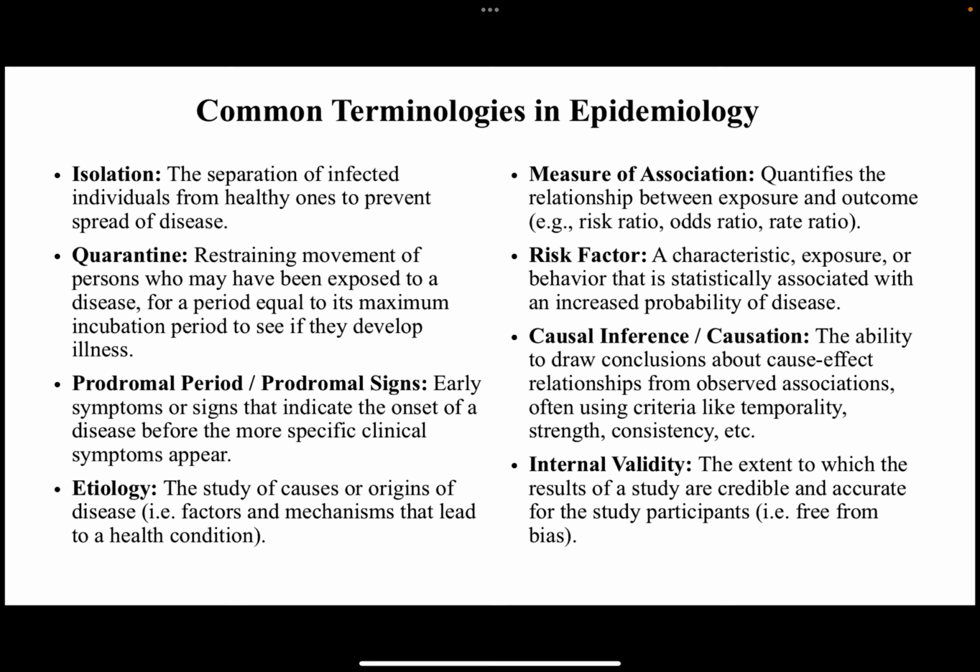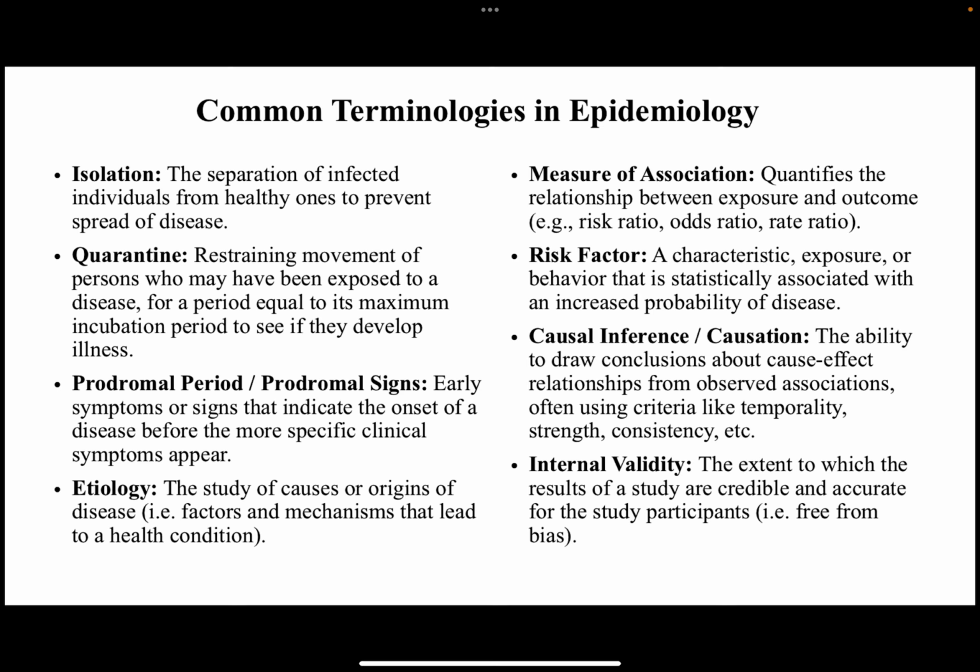Is that okay? Okay, so etiology has to do with the cause or the origin. It could be the factors behind the occurrence of a disease. Now, the next thing we will look at is what we call measures of association. Now, a measure of association is more like a statistical term that quantifies the relationship between an exposure and an outcome.